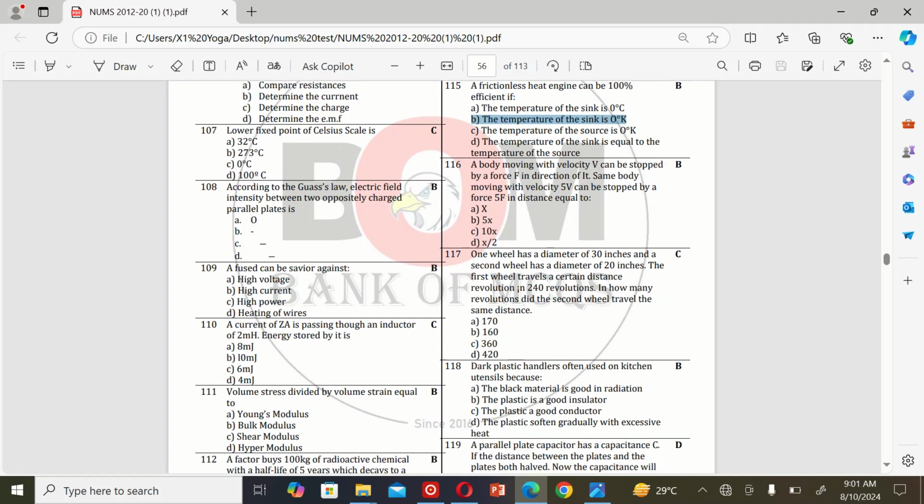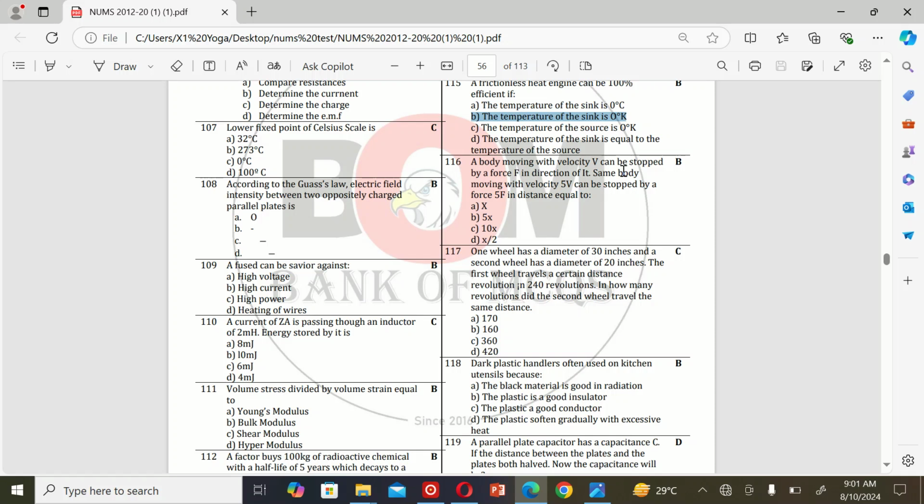The next MCQ is: a body moving with velocity v can be stopped by a force in the direction of it. A body moving with velocity 5v can be stopped by the same force in a distance equal to: A, x; B, 5x; C, 10x; D, x squared, 2x under root 2. So the correct option is B.